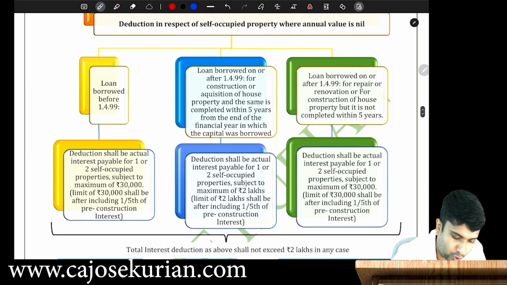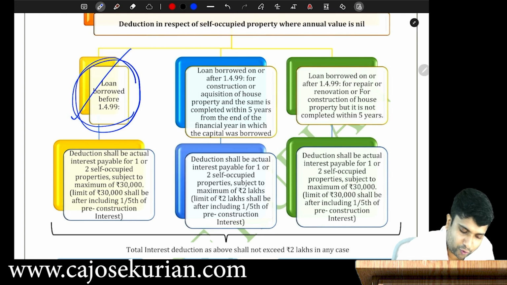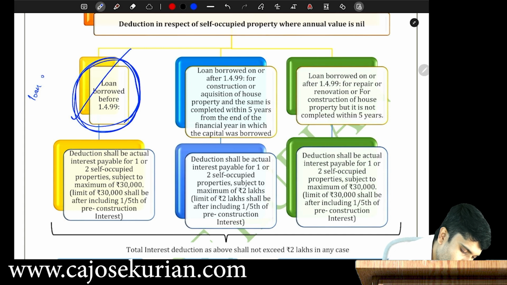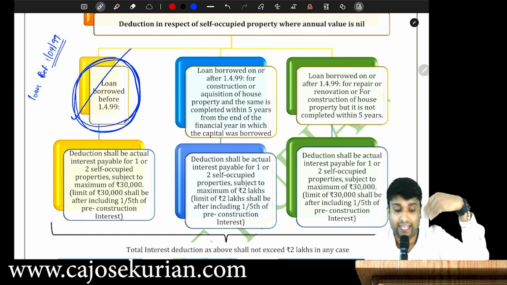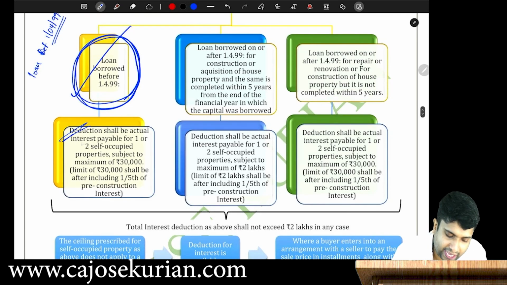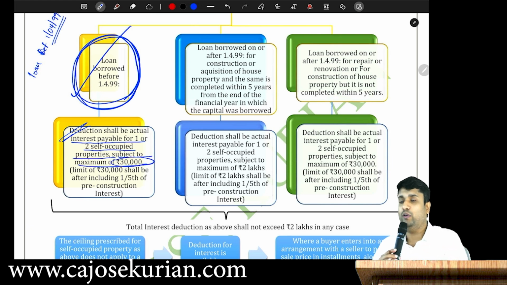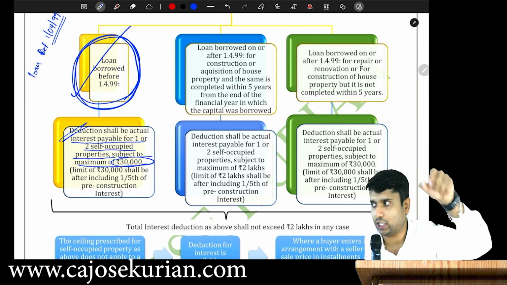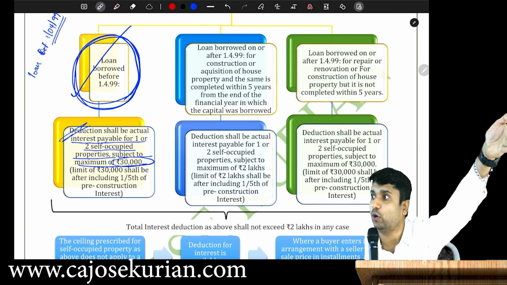Can you read the first yellow box? Loan borrowed before 1st April 1999. So you took a loan before 1st April 99. Then the maximum deduction shall be the actual interest payable for 1 or 2 self-occupied properties, subject to a maximum of 30,000. It is always subject to the actual. If your actual is less than 30, you will only get actual. If the actual is more than 30, you will get only 30.